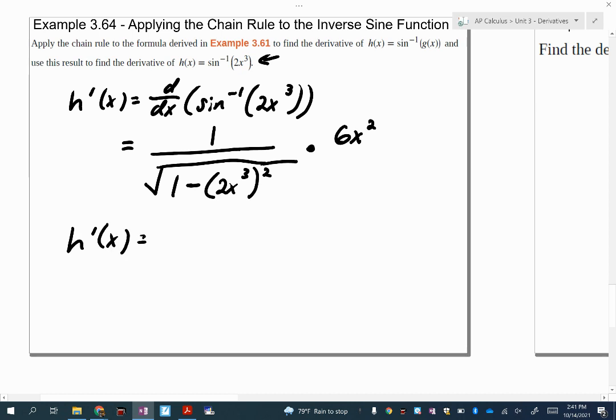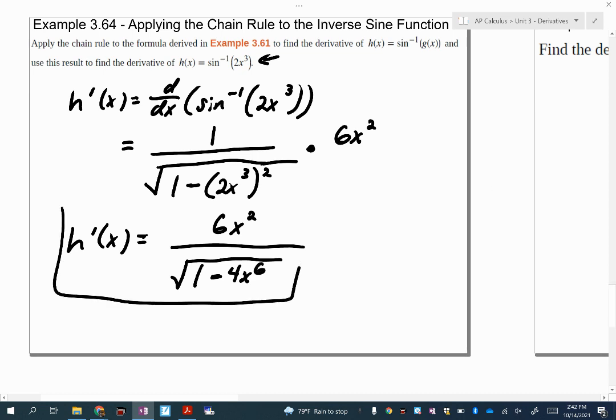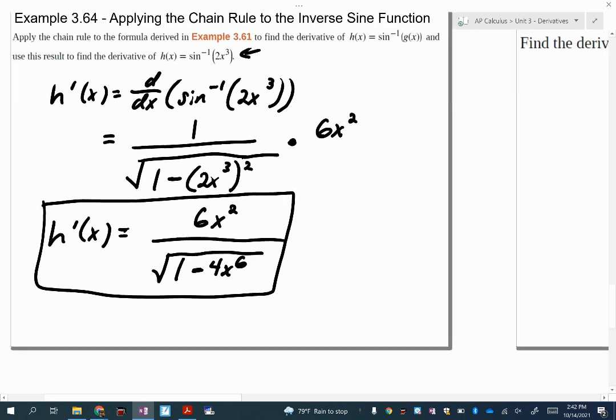So we have h prime of x equals 6x squared all over the square root of 1 minus, and then 2 squared is 4, and x cubed squared is x to the 6th power. So that's it. All right, so that's using those formulas that you'll be given on your formula sheet.